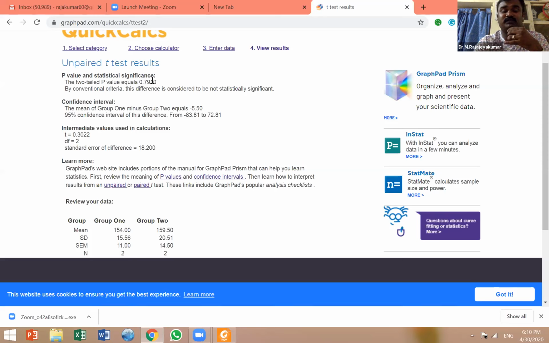So whenever you make the table, you need to include this 95% confidence interval in your table. Then only the researcher, reviewer or editor can check whether your p-value is significant or not significant. If you are skipping this value, they will have some doubt about your research. So always include it, whether you are doing a paired or unpaired t-test.